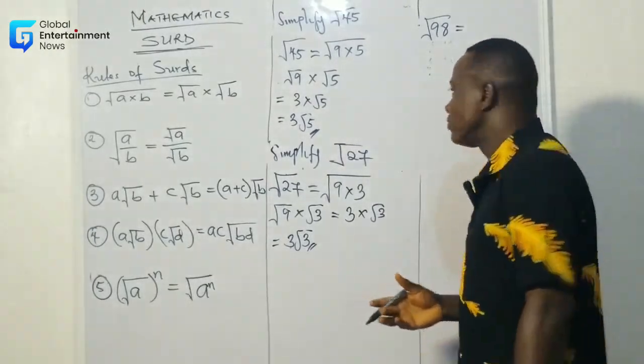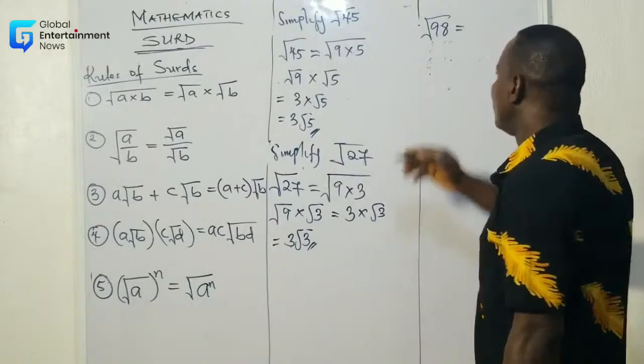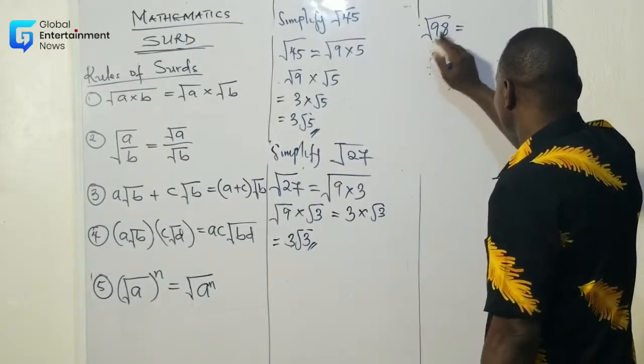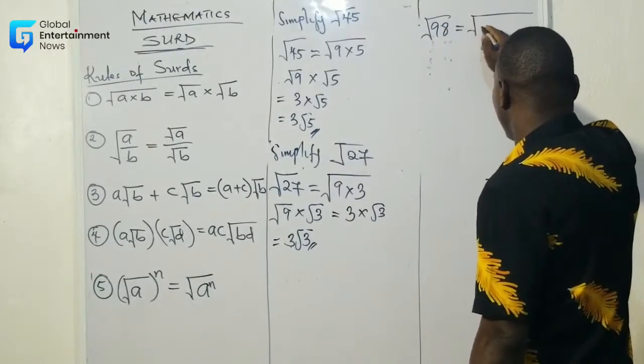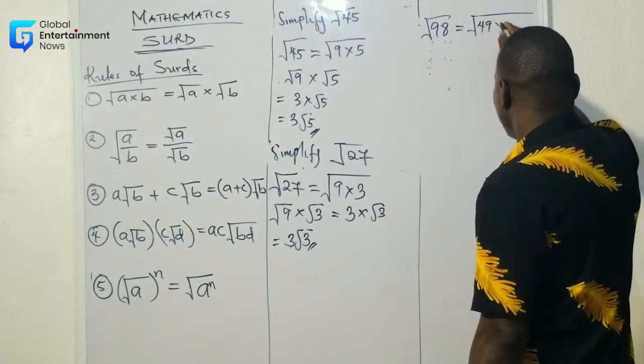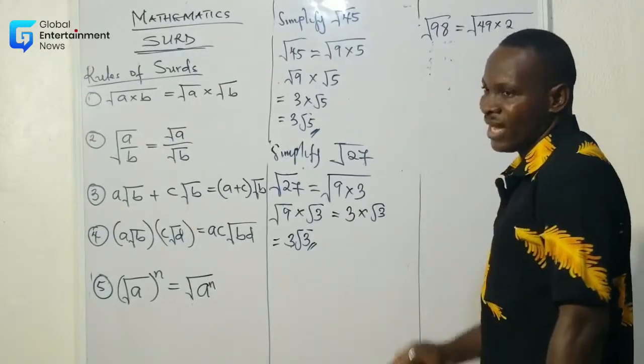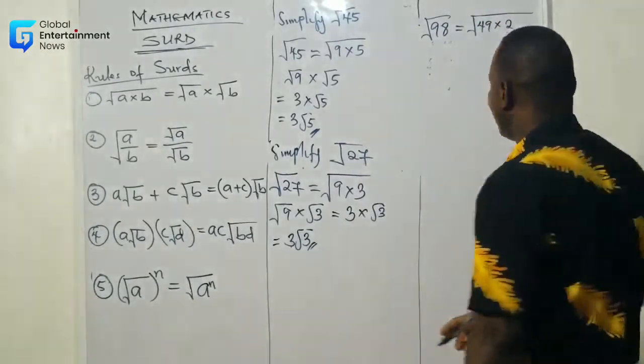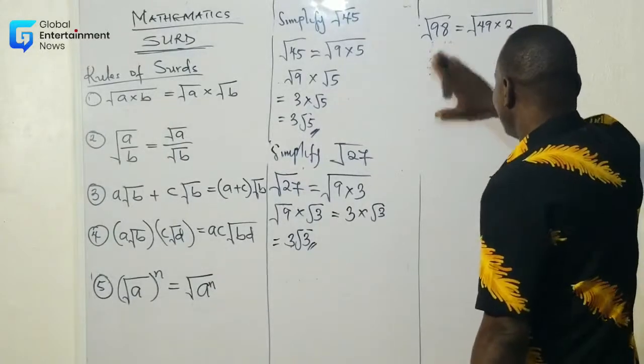49 times 2. If we break this down, we have 49 times 2, which will give me 98.